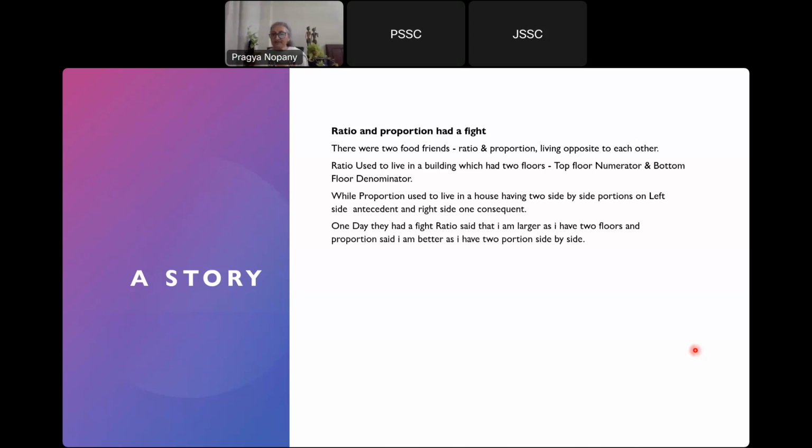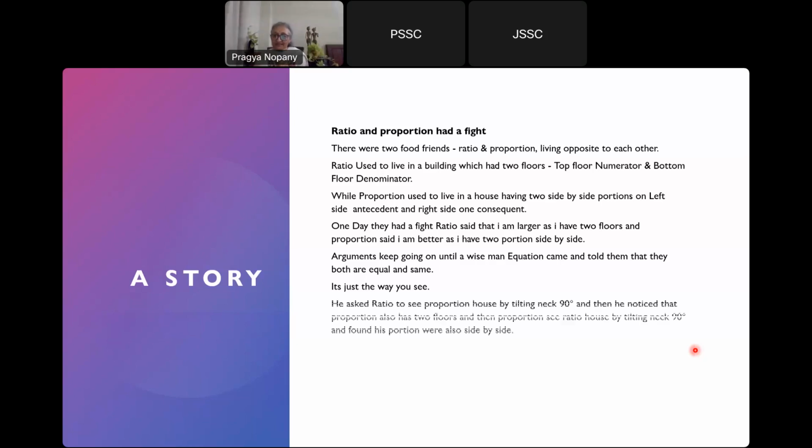Ratio said that I am larger as I have two floors, and proportion said I am better as I have two portions side by side. Arguments kept on going until a wise man, Equation, came and told them that they both are equal and same. It's just the way you see. He asked Ratio to see proportion's house by tilting his neck by 90 degrees, and then he noticed that proportion also has two floors, and then proportion sees ratio's house by tilting the neck 90 degrees, and found his portions were also side by side. They hugged each other and stayed together in equal ratio and proportion after that.